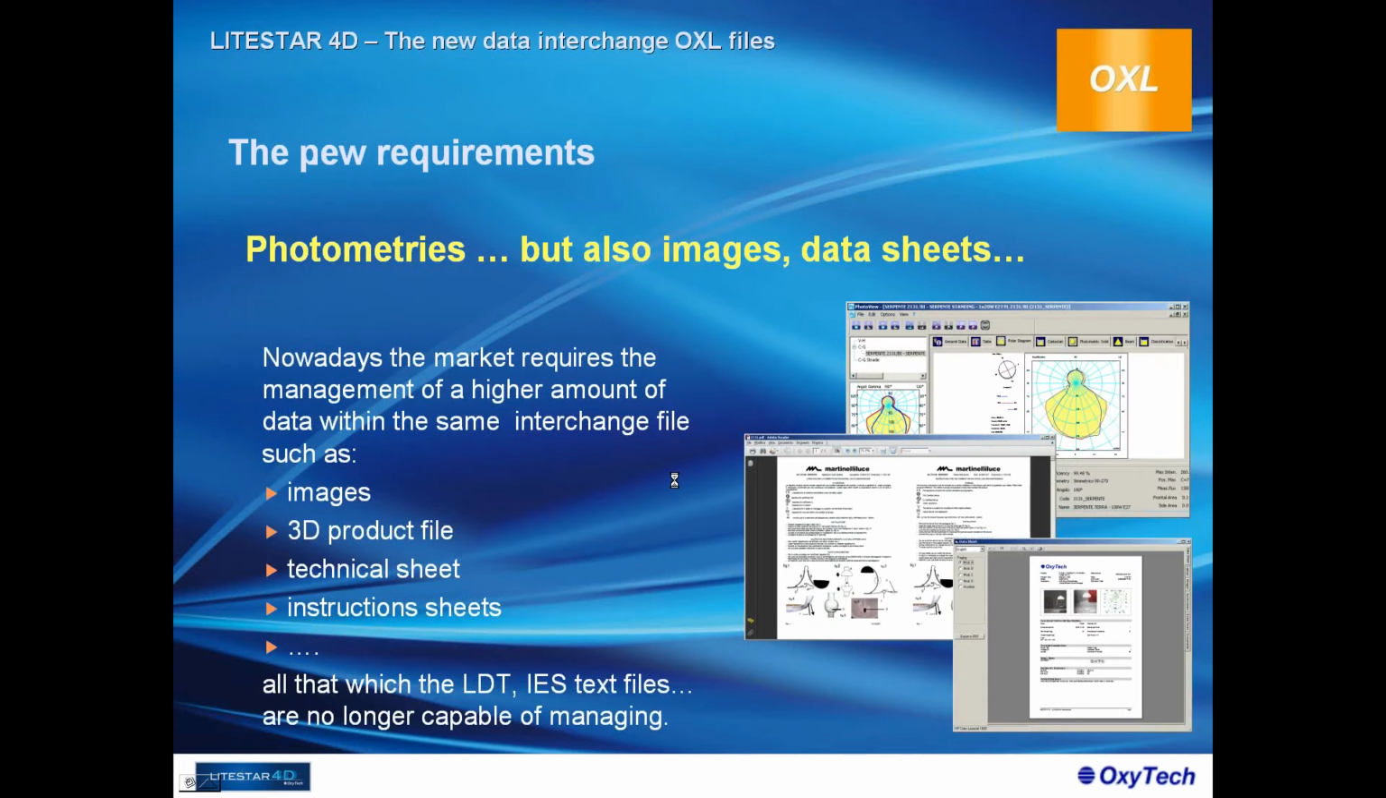The new requirements: photometries, but also images, datasheets. Nowadays, the market requires the management of a higher amount of data within the same interchange file, such as images, 3D product files, technical sheets, instruction sheets, all that which the LDT, IS text files are no longer capable of managing.